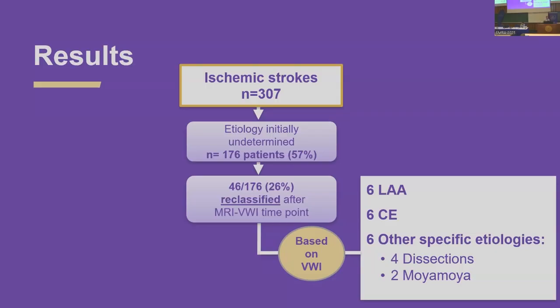And based on that vessel wall imaging, almost half of those cases were reclassified based on the imaging into large artery atherosclerosis, into cardioembolic etiology, secondary to other etiologies being ruled out, as well as 4 cases of dissection that were detected on vessel wall imaging and 2 cases of moyamoya.